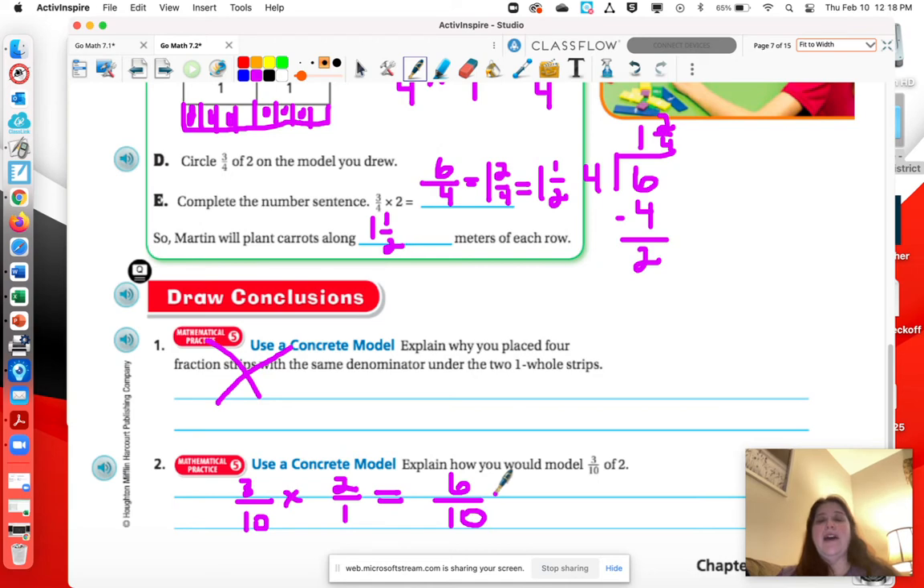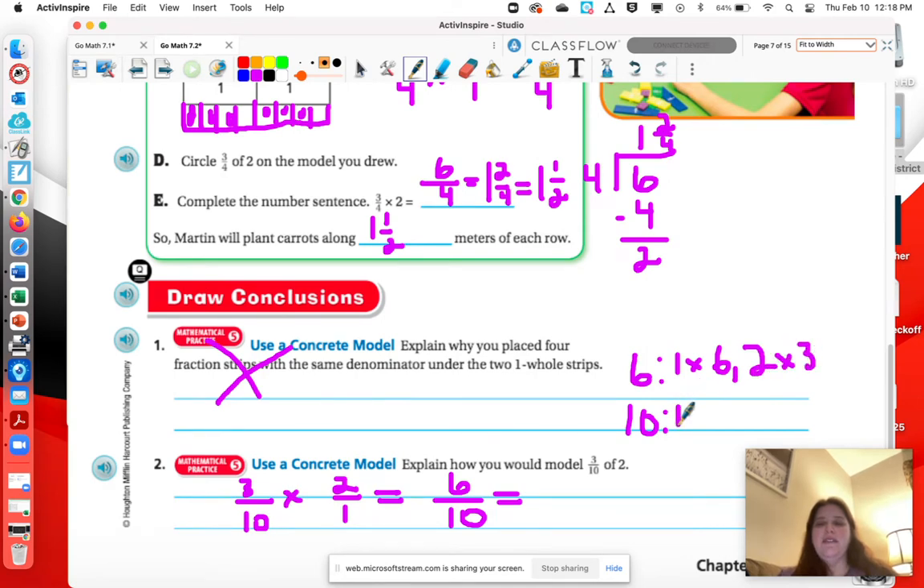Now I hope you see that can be simplified. Now remember, when we're simplifying, we have to think of the numbers that we can multiply to get 6 and 10. So we're looking for the factors. So we can do 1 times 6, and we can do 2 times 3.